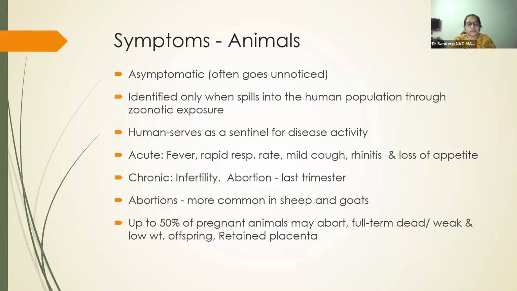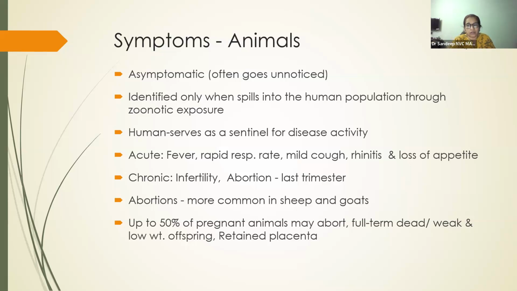In case of this, there are two types of phases we can say, that is acute and chronic phase. In case of the acute phase, one can have fever, rapid respiratory rate, mild cough, rhinitis, and loss of appetite. Whereas in case of the chronic one, infertility and abortions in the last trimester. Abortions are most common in sheep and goat, and up to 50% of the pregnant animals may abort.